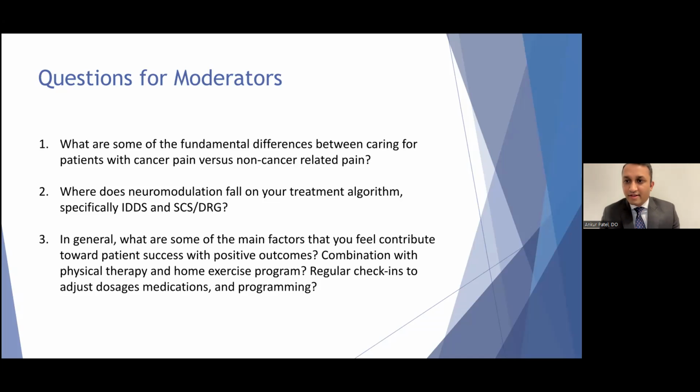Is there any way to prevent the conversion of acute cancer pain from becoming chronic cancer pain? I mean, you could cure the cancer. There's no real one way to do it.